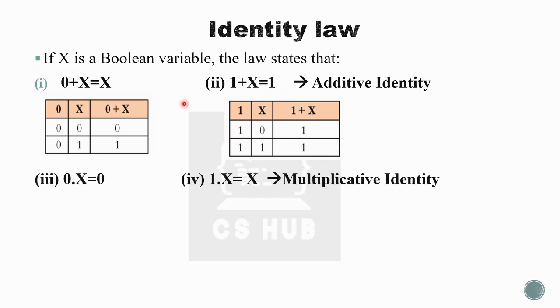The next category in this identity law is multiplicative identity. Here we used the plus sign, that is the or operator. Here we are using the and operator, dot sign. 0 into x equal to 0. 1 into x equal to x. This is multiplicative identity. When we multiply x, our variable, with a 0, we will get a 0. When we multiply a variable with 1, we will get that variable itself. And this is known as multiplicative identity.